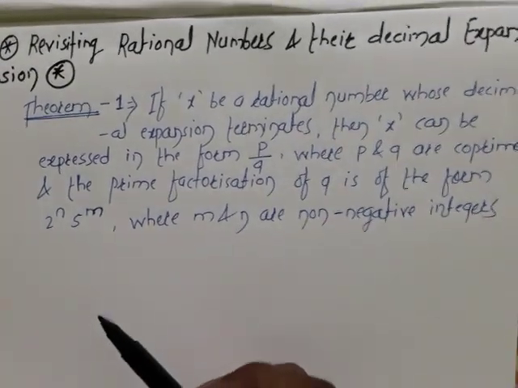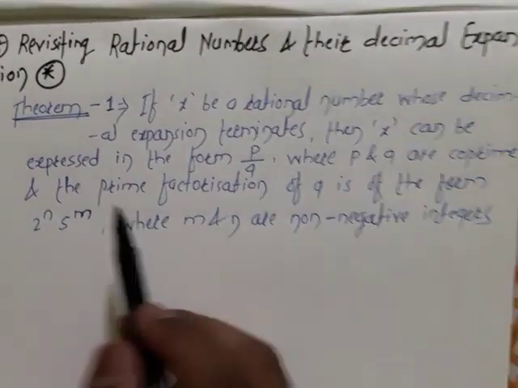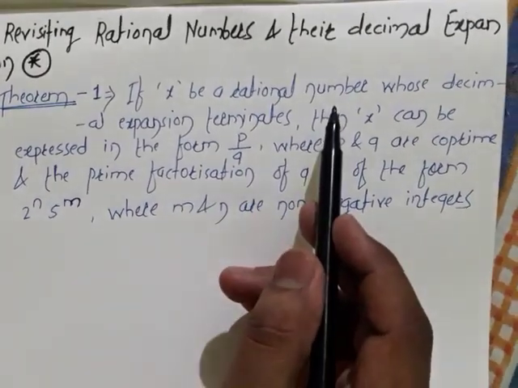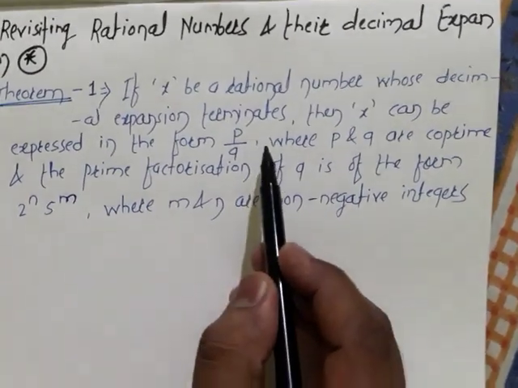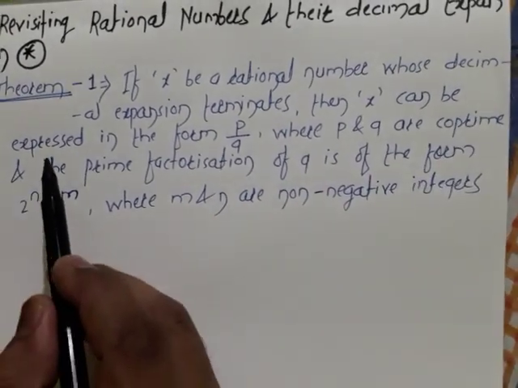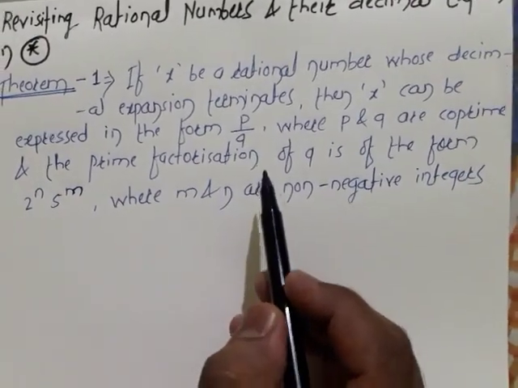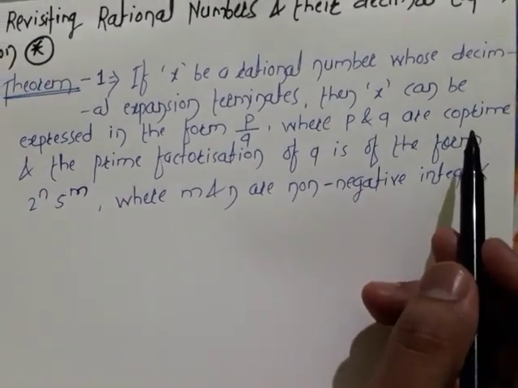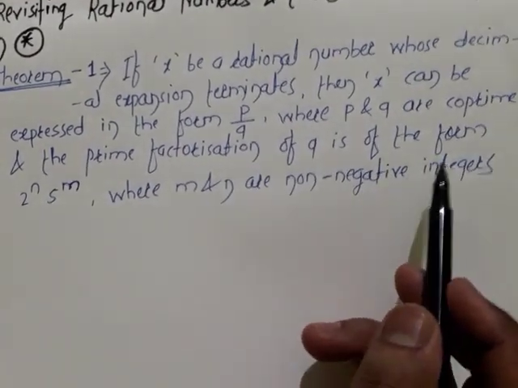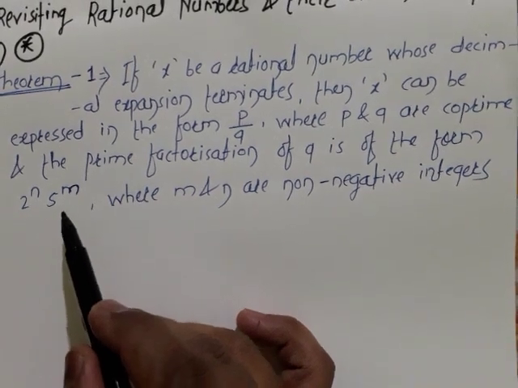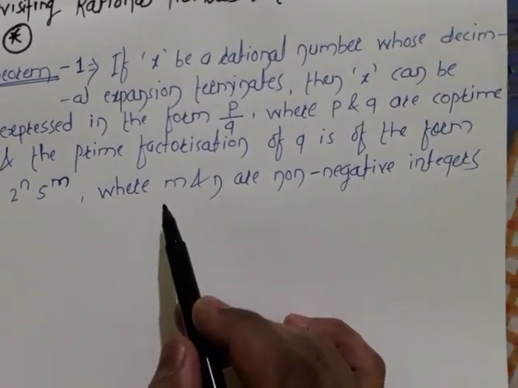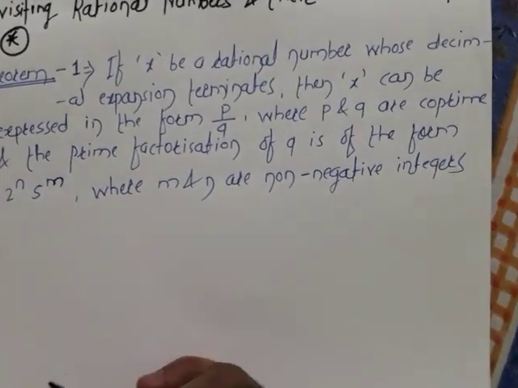I am going to start the last point, revisiting rational numbers and their decimal expansion. In this point, first theorem, that is, if x be a rational number whose decimal expansion terminates, then x can be expressed in the form p upon q, where p and q are co-prime, and the prime factorization of q is of the form 2 raised to n into 5 raised to m, where m and n are non-negative integers.